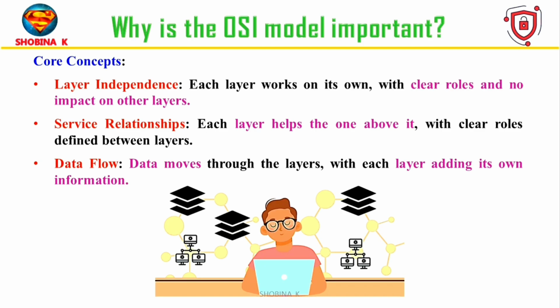And next, we have data flow. Data is encapsulated with layer-specific information as it travels down the layers and decapsulated as it moves up. Therefore, it ensures accurate data transmission by adding headers or trailers specific to each layer's functions. For example, the application layer sends data and each lower layer adds its own information before sending it.